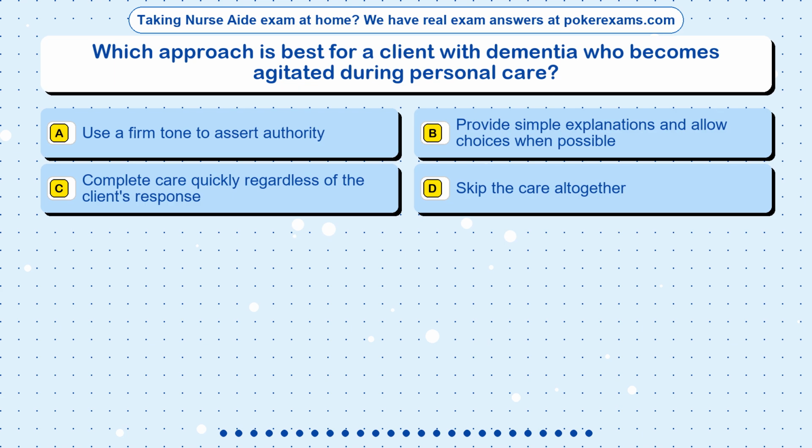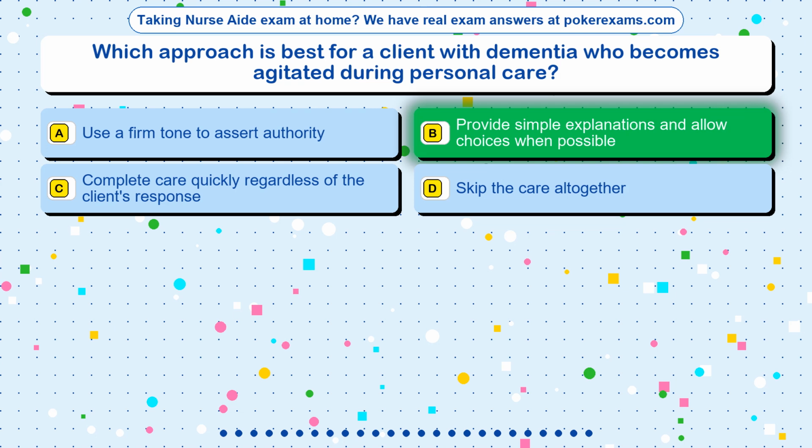Question 2. Which approach is best for a client with dementia who becomes agitated during personal care? Option A, use a firm tone to assert authority. Option B, provide simple explanations and allow choices when possible. Option C, complete care quickly regardless of the client's response. Option D, skip the care altogether.